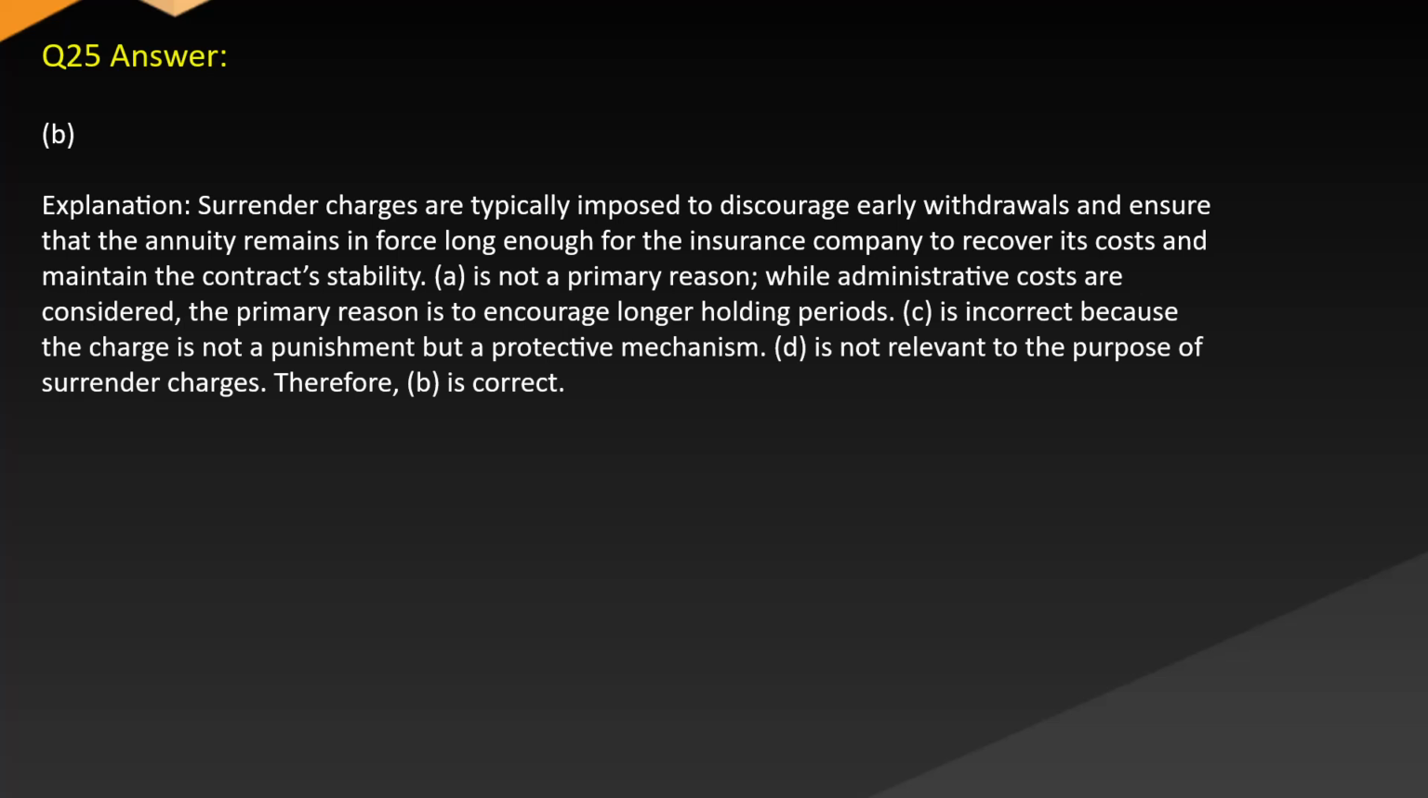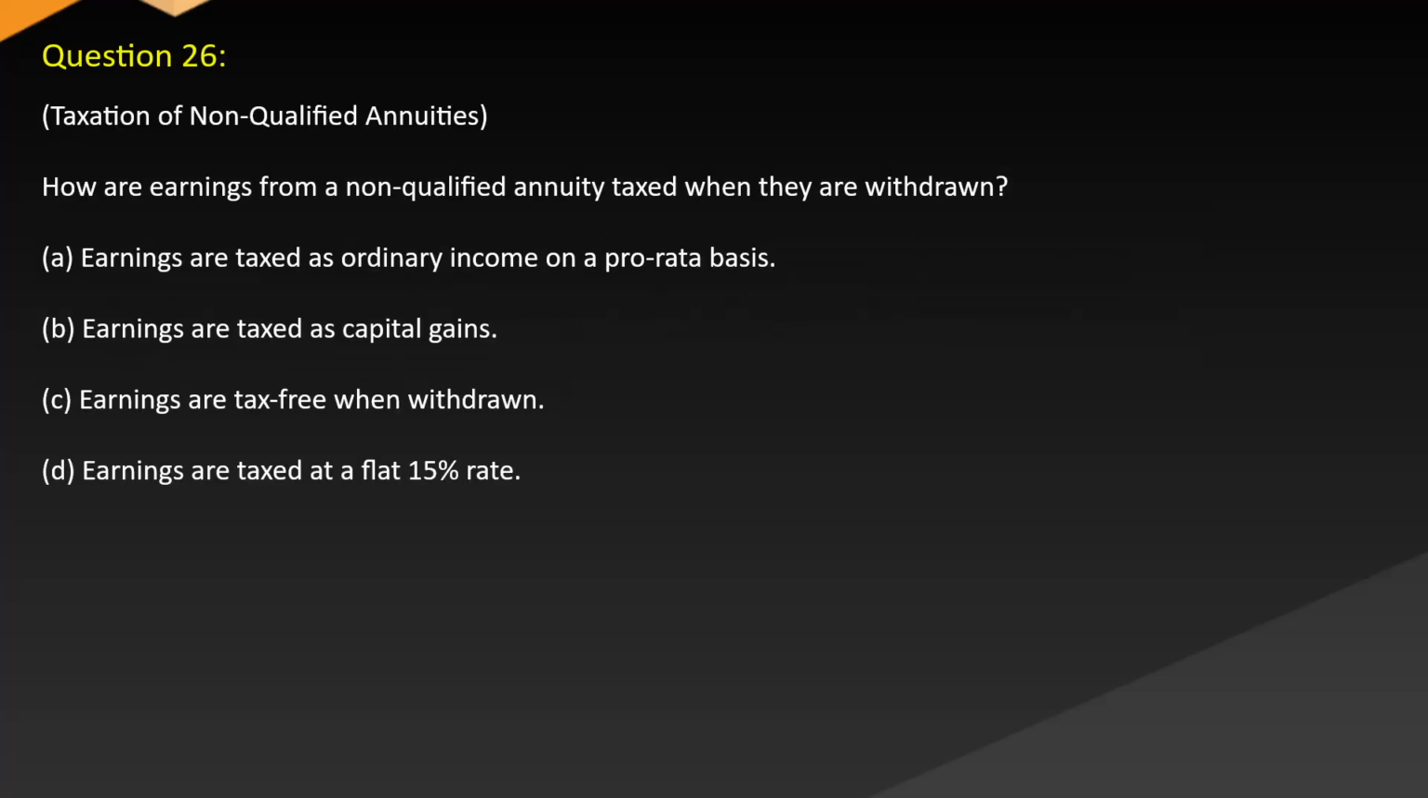Answer B. Explanation. Surrender charges are typically imposed to discourage early withdrawals and ensure that the annuity remains in force long enough for the insurance company to recover its costs and maintain the contract's stability. A is not a primary reason. While administrative costs are considered, the primary reason is to encourage longer holding periods. C is incorrect because the charge is not a punishment but a protective mechanism. D is not relevant to the purpose of surrender charges. Therefore, B is correct.